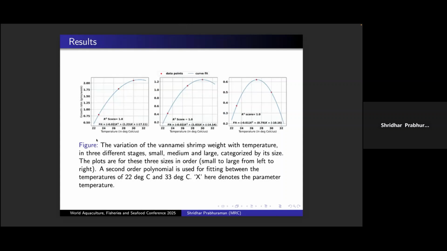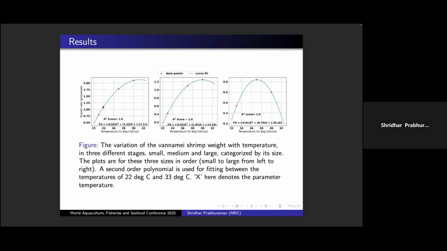Now, skipping all those equational aspects, what I mentioned about the small, medium, and large shrimps. These three graphs showcase the variation that we obtain, starting from the left being the small shrimps and the right being the largest of the shrimp. Our polynomial regressor essentially does a curve fitting across the data points that we have obtained. These data points are obtained from open source data sets and some closed source data.